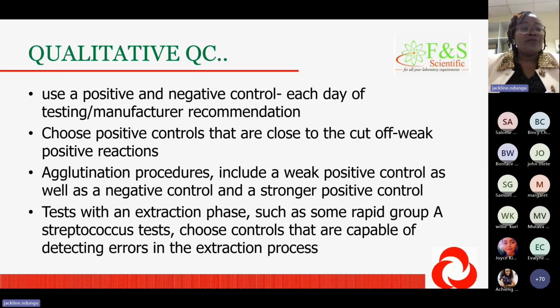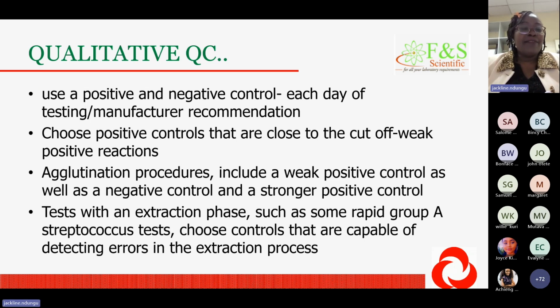When you have agglutinations, this one I can only think of TPHA, Treponema pallidum hemagglutination test. That is an agglutination test. You want to include your weak positive in your controls. When you have that tile and you're doing a testing, you want to compare what is weak so that you don't miss out on weak positives.